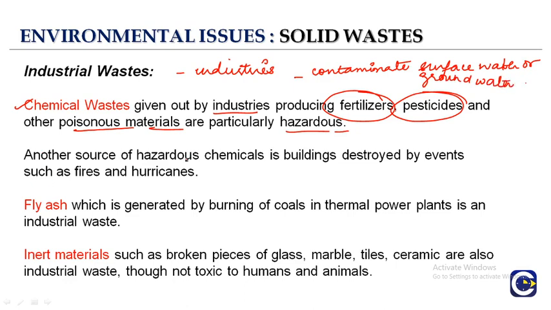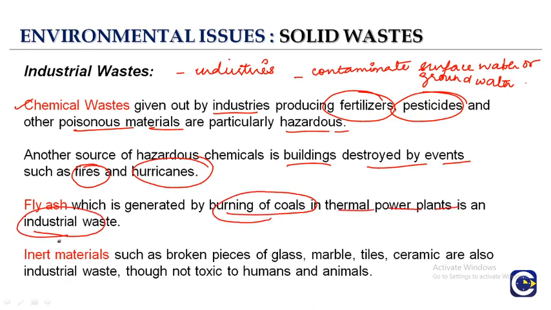Then we have another source, that is buildings destroyed by events such as fires and hurricanes. So chemicals such as paints, solvents, pesticides were stored in the building and they may be released into the environment. So when debris from the damaged building is burned or buried, fly ash is generated. Fly ash generated by burning of coal in thermal power plants is an industrial waste.